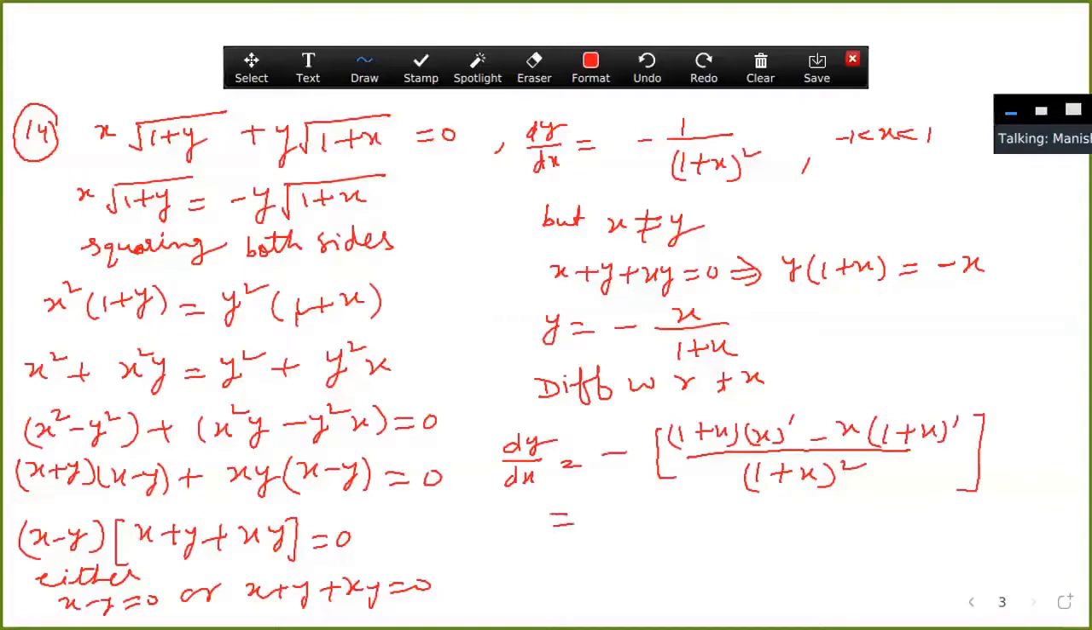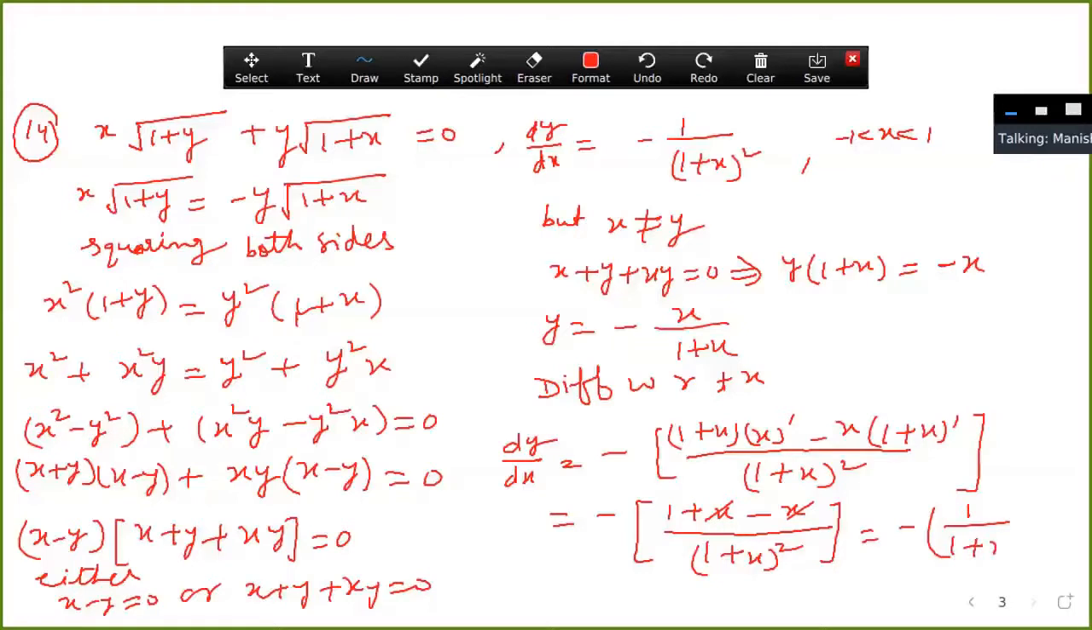What you will get? Minus, this is 1 plus x as it is because the derivative of x is 1 with respect to x. This is minus of x as it is because the derivative of x is 1 here again. 1 plus x whole square because the derivative of 1 is 0 and of x is 1. Okay, this you can cancel. What you will get? Minus of 1 upon 1 plus x whole square. And this is hence proved.